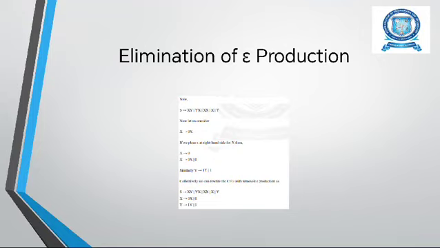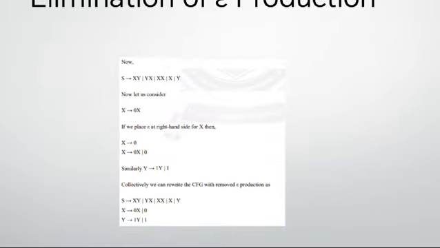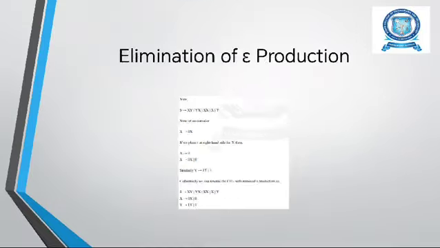Now, let us consider X tends to 0X. If we place epsilon on the right hand side of the X, then X tends to 0X, 0. Similarly, Y tends to 1Y, 1. Collectively, we can rewrite the CFG with epsilon production removed as S tends to XYX, YX, XX, XY. X tends to 0X, 0. Y tends to 1Y, 1.